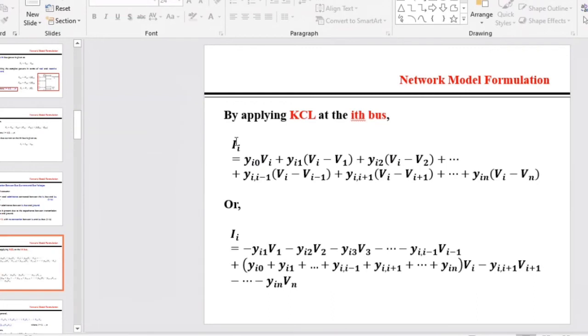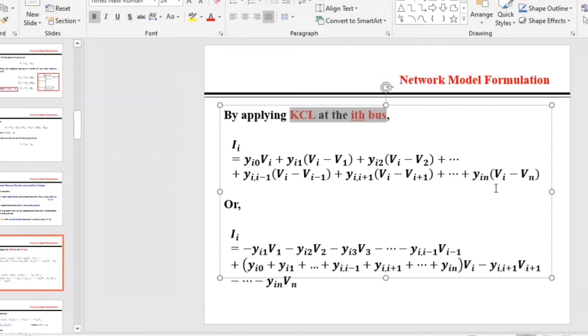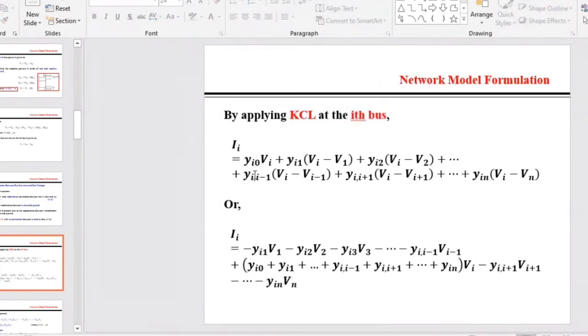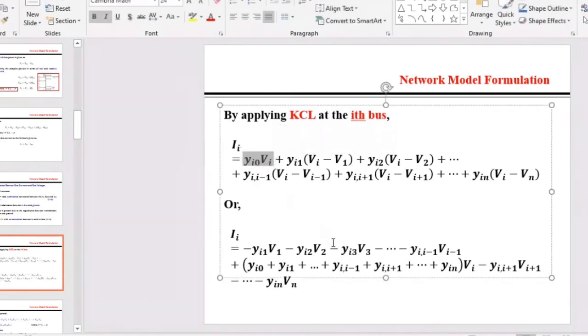And after that, when we have those admittances, we apply Kirchhoff's current law to the ith bus. When we do that, we consider all those admittances and the voltages and write the equation. Current is nothing but admittance times voltage. So we take all those admittances, I0, then I1, I2, I3, I4, I5, until we reach In. When we do that, we get the current of the ith bus.